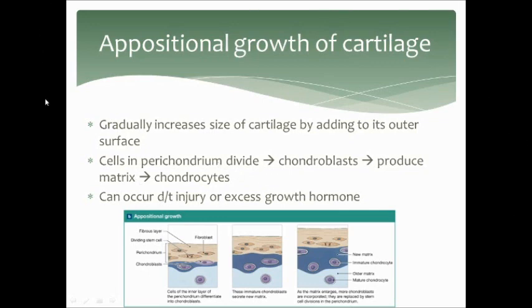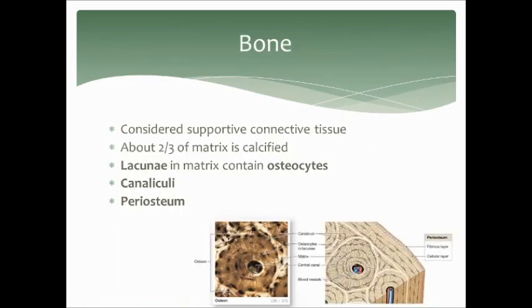Appositional growth can be abnormal because it can also occur due to injury or excess growth hormone, where your body will start to produce too much cartilage.